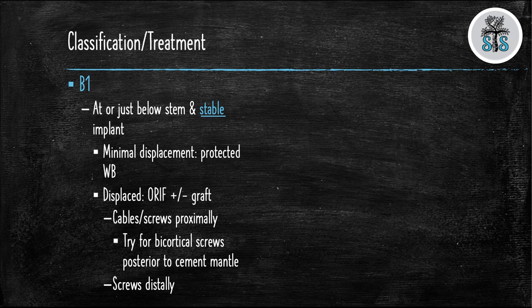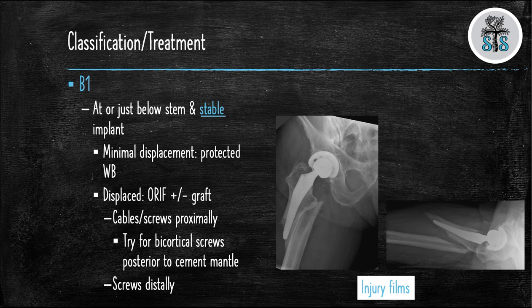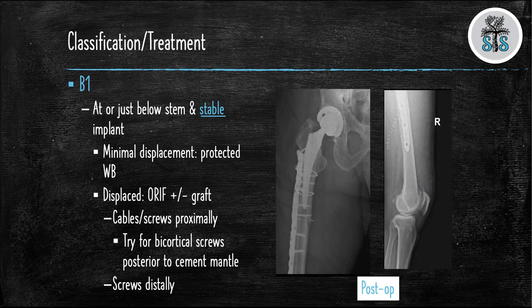Most of these fractures will require surgical intervention with a plate and screw and cerclage cables with or without bone graft. You want to try to get bicortical screws proximally posterior to the cement mantle if the implant was cemented, and place cerclage cables proximally and screws distally. Here is a case that demonstrates a B1 fracture. This fracture was treated with a plate with cerclage cables proximally with screws distally.